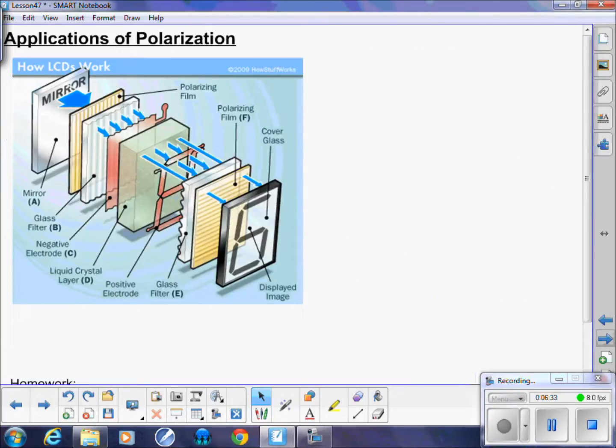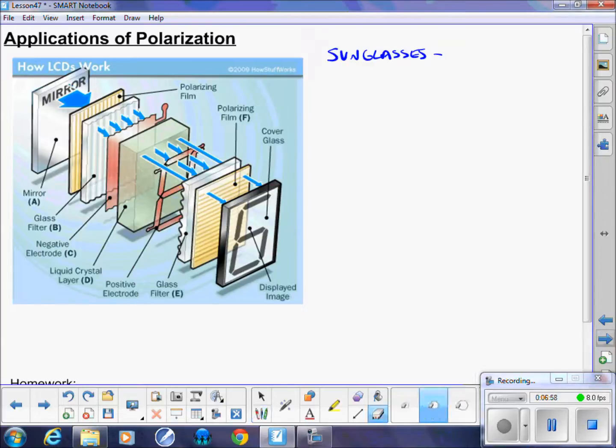Okay, so an application of polarization. Now there is a whole bunch of them. I've added this in here. This is how LCDs work. I'm just going to go through it briefly, and you will be able to investigate a little bit more on your own. Some of the more common ones, sunglasses. Your more high-end glasses, the more expensive the glasses are, the more they're polarized to reduce that intensity.